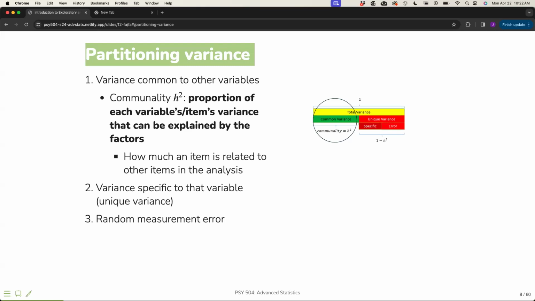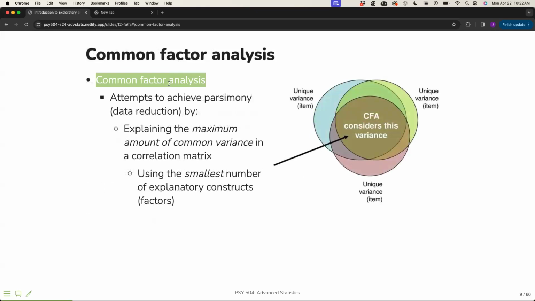When we're talking about common factor analysis, we're going to focus on this common variance. In common factor analysis, we have this total variance, which equals 1, and we partition that into common variance and unique variance. Common factor analysis is associated with this common variance, this overlap in variance between the items. So there's a focus on the communality between those variables. The main goal of common factor analysis is to simplify our data, and it does that by trying to explain the maximum amount of common variance using the smallest number of constructs or factors.